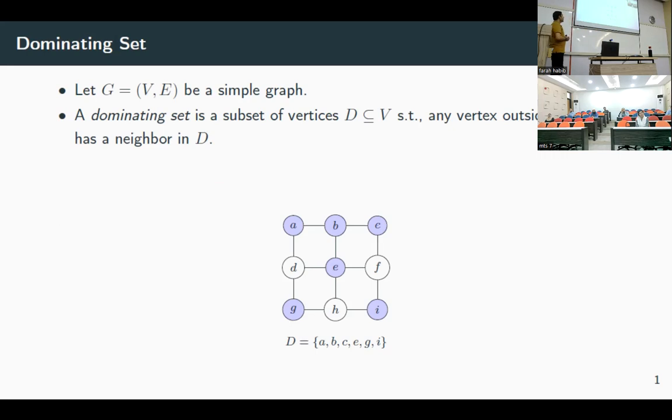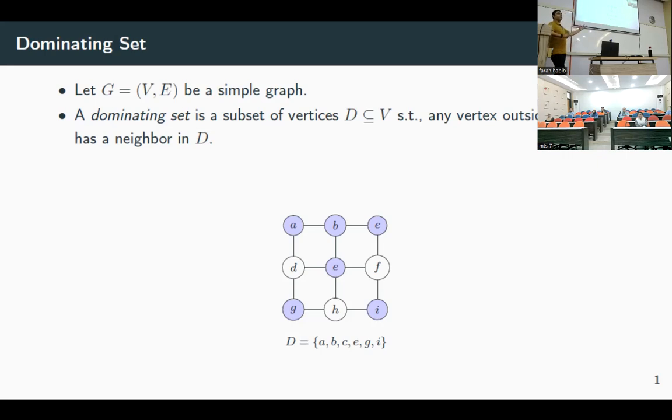In this given simple graph, I say that a dominating set is a subset of vertices such that all those vertices which are outside the subset have a neighbor in the set D. So for example, if D is the dominating set, then every other vertex which is not in D has a neighbor in D. So this set D is a dominating set. For example, A, B, C, E, G, I, in this graph of 9 vertices, forms a subset of all the vertices such that it's a dominating set. So this is a dominating set.